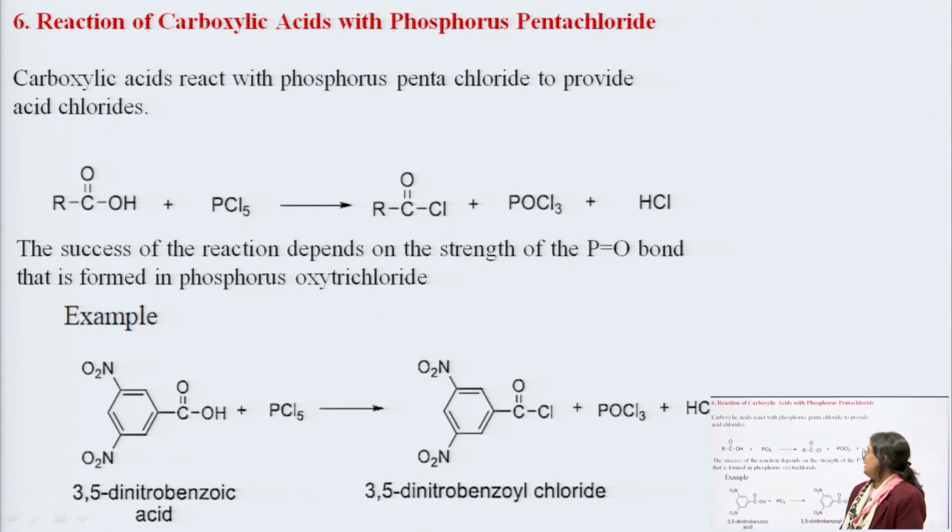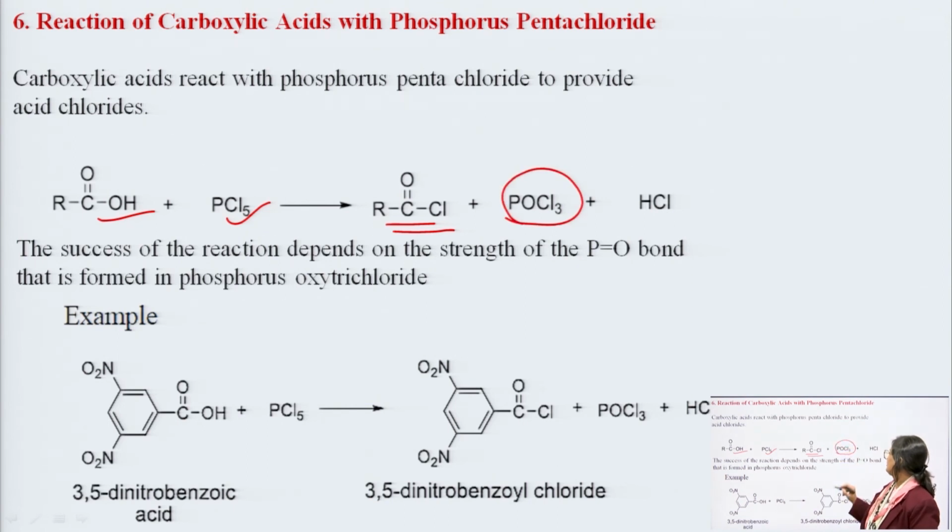Acids, for example, RCOOH or carboxylic acid reacts with phosphorus pentachloride, a halogenating agent PCl5 or a chlorinating agent, to form the resulting RC double bond O Cl acid chloride, with the removal of phosphorus oxychloride and hydrochloric acid.